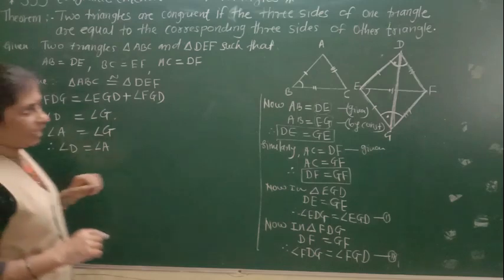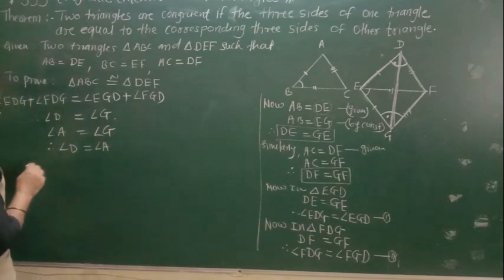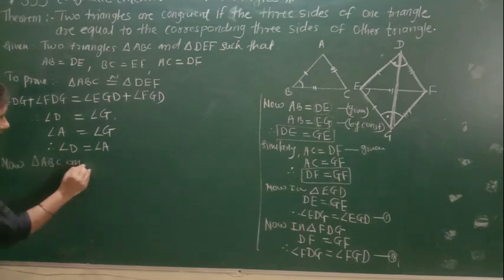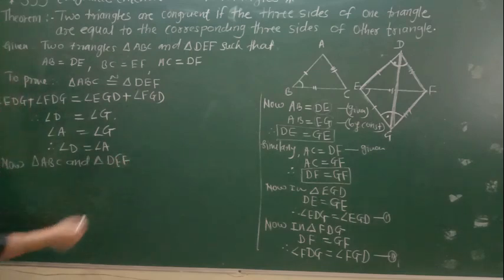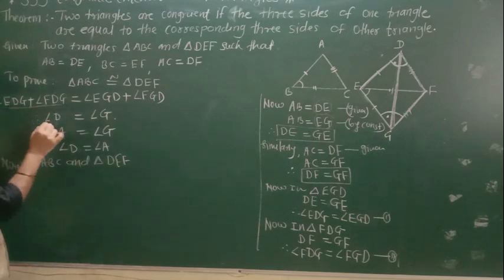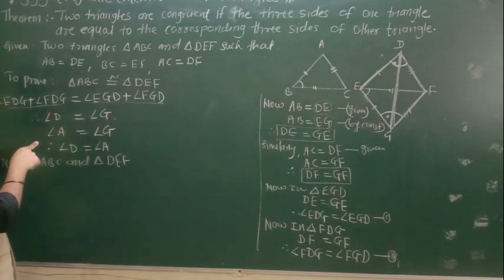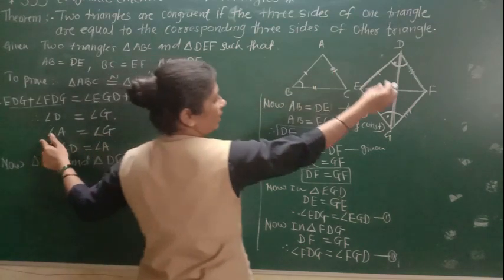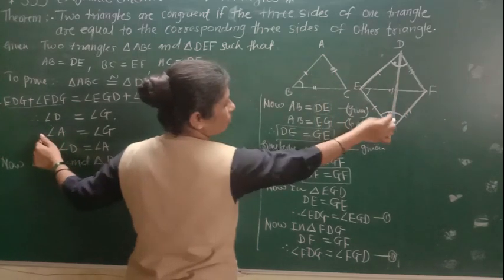Okay, I will take triangle ABC and triangle DEF. Next step: we will take the triangle ABC and triangle DEF. Everyone understood this part? Angle D, the sum of these two angles, is angle G. But here, when we proved triangle ABC and triangle GEF are congruent, by simplicity we got angle A equals angle G.